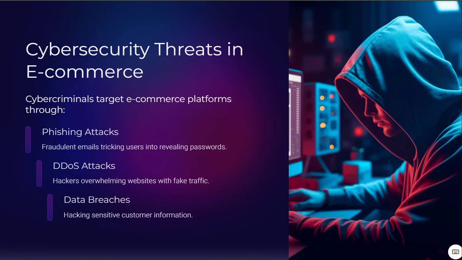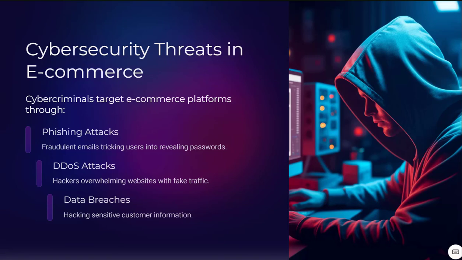We will look at cybersecurity threats in e-commerce. Cyber criminals are increasingly targeting e-commerce platforms as valuable targets for their attacks. Some of the key threats e-commerce businesses face include phishing attacks, DDoS attacks, and data breaches. Phishing attacks use fraudulent emails to trick users into revealing sensitive login credentials, putting customer accounts at risk. DDoS, or distributed denial of service, attacks overwhelm e-commerce websites with fake traffic, disrupting normal operation and potentially causing downtime.